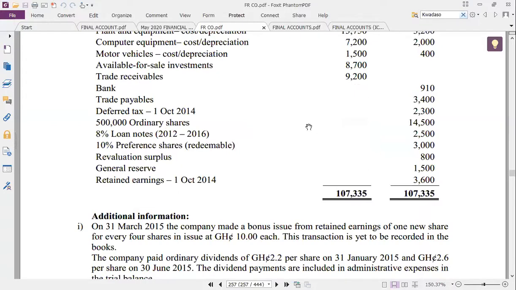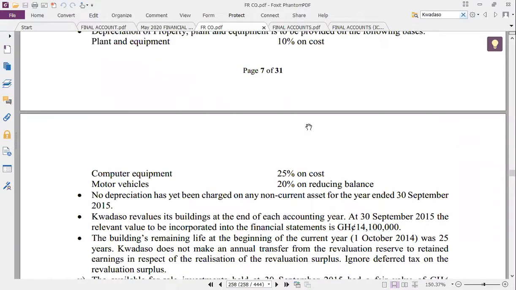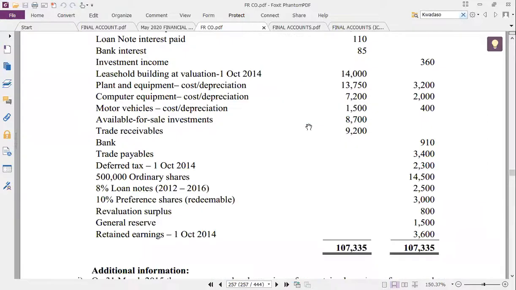So the next one, computer equipment, 25% on cost. So that one too, you find 25% if there's no other information. The motor vehicles, engine, 20% on reducing balance. So that means you go and find the carrying amount. So motor vehicle, the cost is what? 1,500. The accumulated depreciation is 400. So you subtract, then you get a carrying amount of 1,100. Then you strike the 20% on 1,100. That will give us 200 and what? 20. Then you are done.